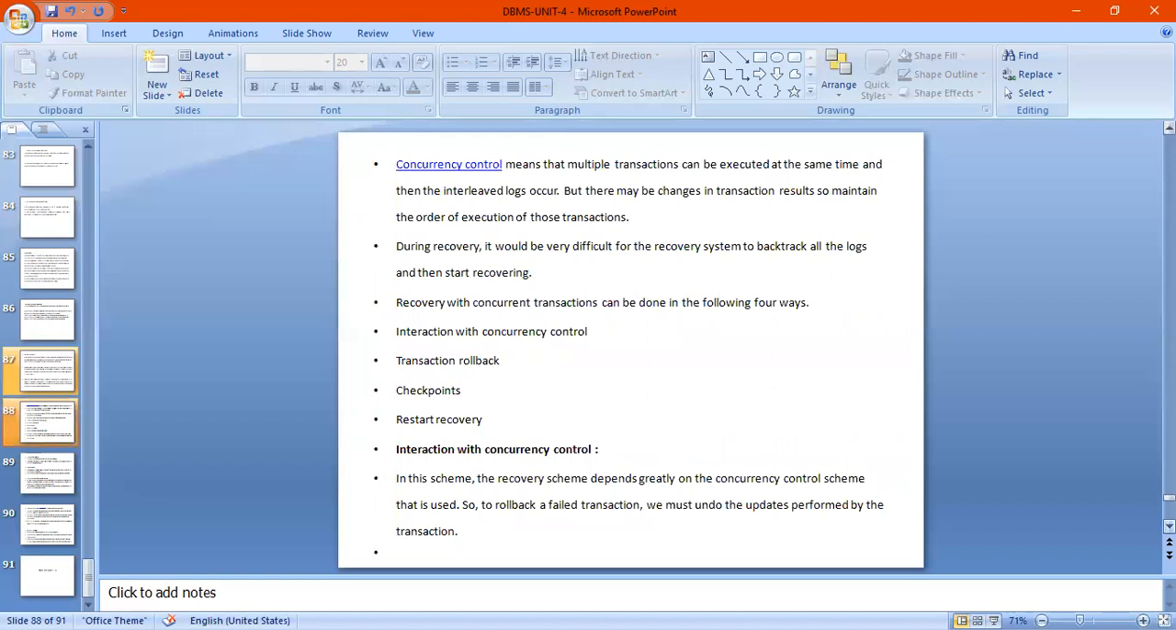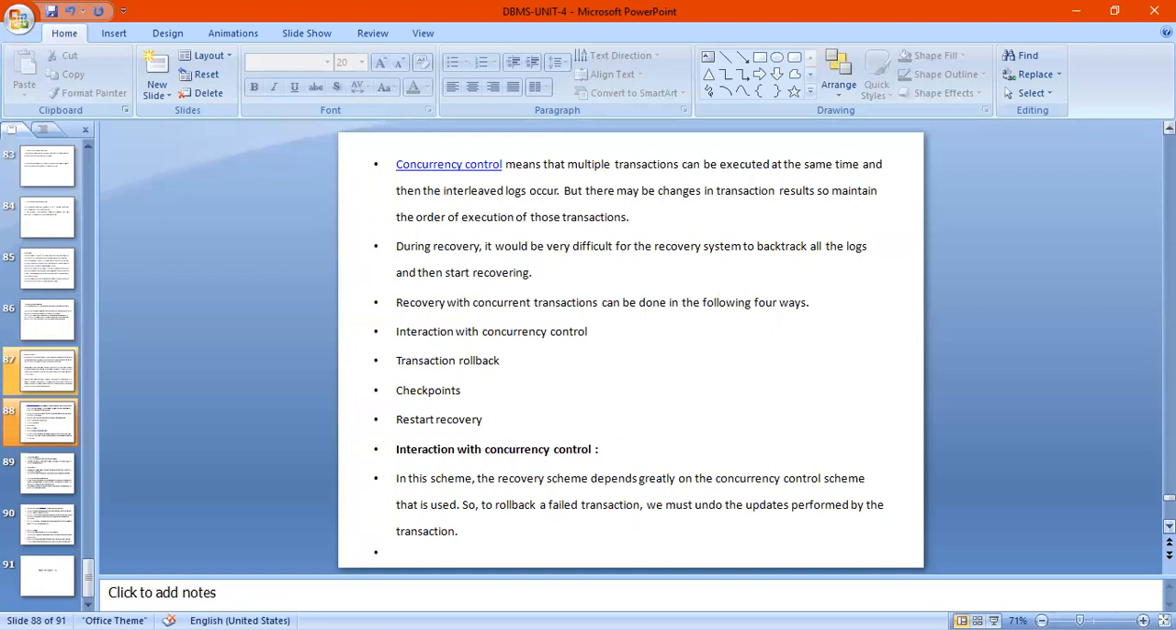Concurrency control means multiple transactions can be executed at the same time and interleaved operations occur, but there may be changes in the transaction result, so the order of execution of those transactions must be maintained. During recovery, it will be very difficult for the recovery system to backtrack all the logs and then start recovering. Recovering with concurrent transactions can be done in the following four ways: interaction with concurrency control, transaction rollback, checkpoints, restart recovery.